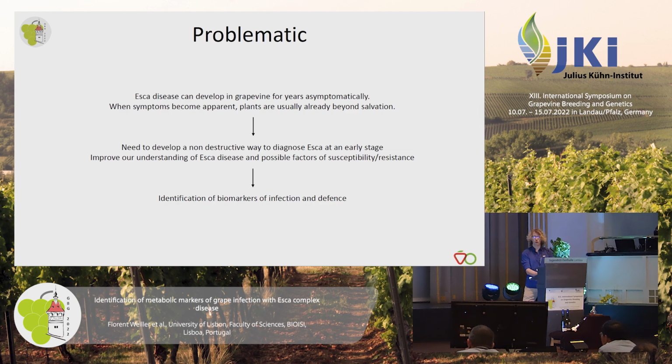This leads to the problem of our work, which is connected to the fact that Esca disease can develop for many years asymptomatically in the trunk, and when symptoms become apparent, plants are usually already beyond salvation. But another interesting fact is that those symptoms are not consistent through the year. When it starts, you can see symptoms for many years, and then it stops, and the following year it will look like completely healthy plants, while later on, all of a sudden, the symptoms restart again.